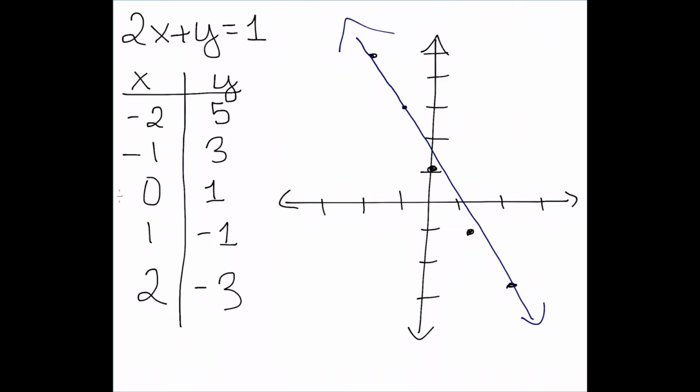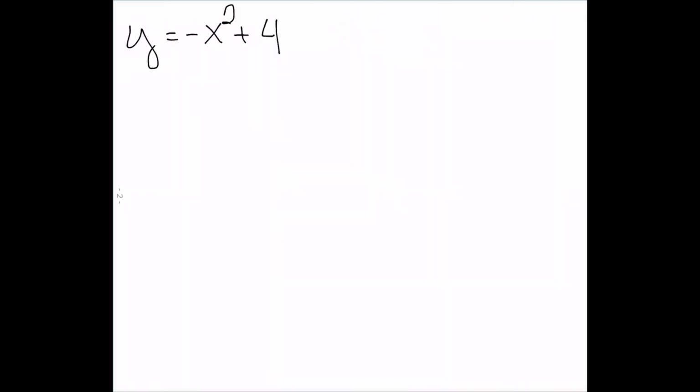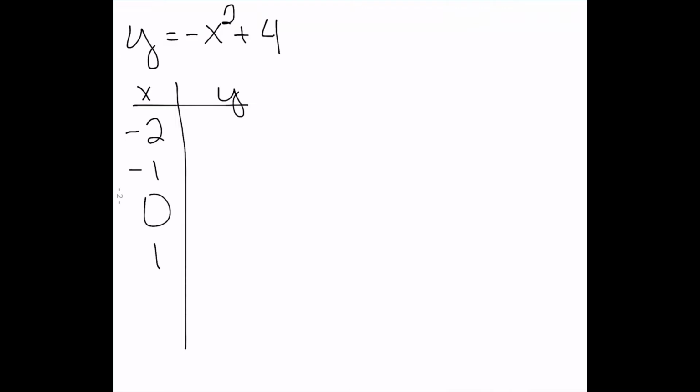Let's look at a few more. y equal to negative x squared plus 4. Once again, I'm going to pick some numbers for x and solve for y. Let's see, negative 2 squared is 4, so I would have negative 4 plus 4 is 0. Negative 1 squared is 1, so negative 1 plus 4. Then 0 plus 4, negative 1 plus 4, and then negative 4 plus 4. And this is a 4, not a 0.